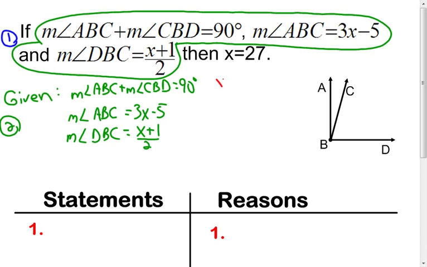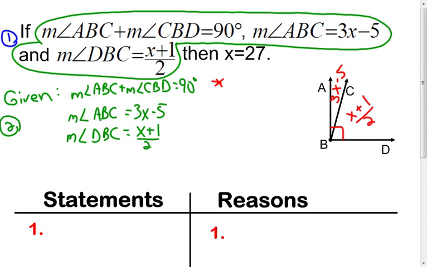So the way I'm going to mark this is with the right angle symbol. And then my next one that says the measure of angle ABC, well, that's right here, so I'm just going to put that measurement inside the angle. And my last one, the measure of angle DBC, tells us what that's equal to. That's our other smaller angle inside the right angle, is x plus 1 over 2.